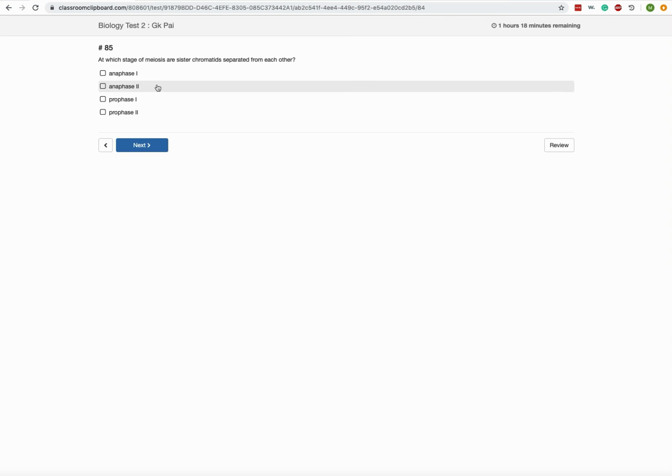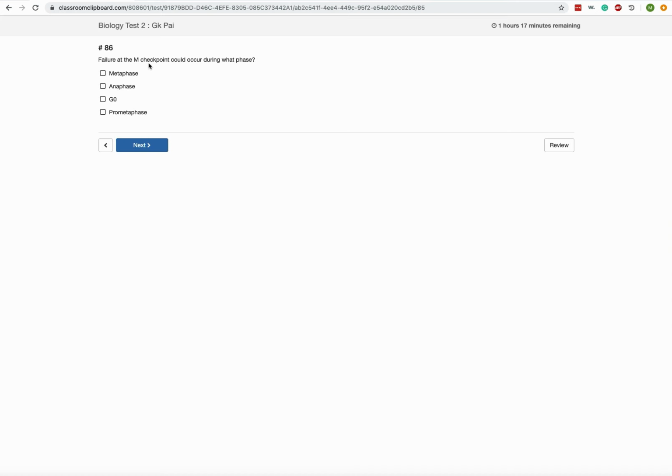At what stage of meiosis are sister chromatids separated from each other? Okay, this is anaphase 2, remember. Homologous chromosomes are separated during anaphase 1, sister chromatids separated during anaphase 2.